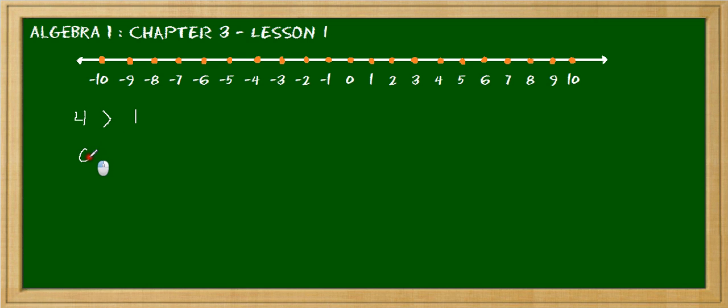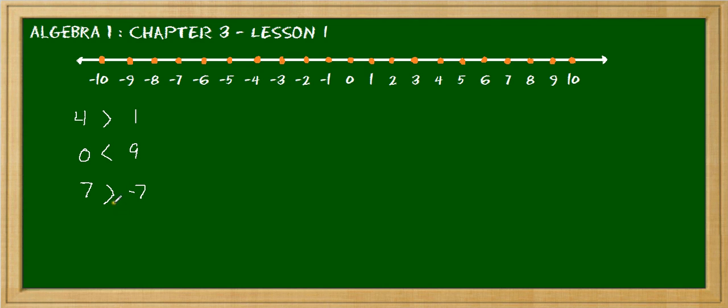Now we have 0 and we have 9. And we know that 0 is less than 9. So as we're seeing, it's the first number or integer as it relates to the second one. 7 is greater than negative 7.